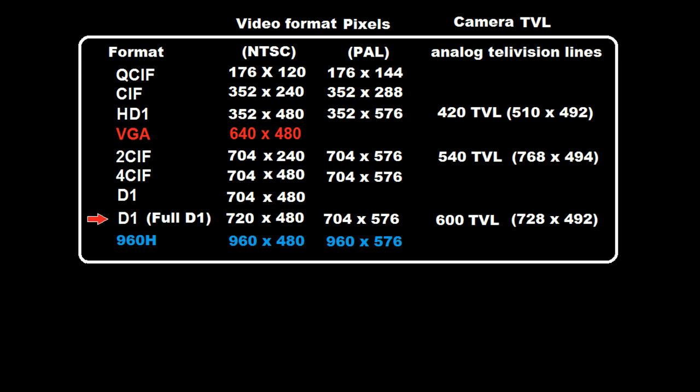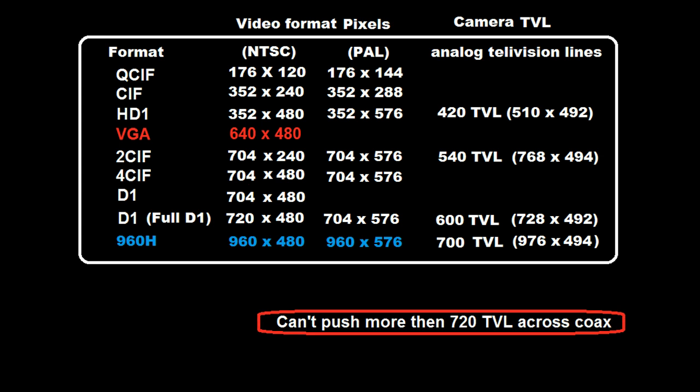If you're recording in D1, you'll want a camera that runs 600 TVL. Finally, the best camera for 960H is 700 TVL. I would stay away from any standard analog cameras that advertise more than 700 TVL. The reason for this is, a standard coax cable, you can't push more than 720 TVL across. So you'd be paying for resolution you can't use.